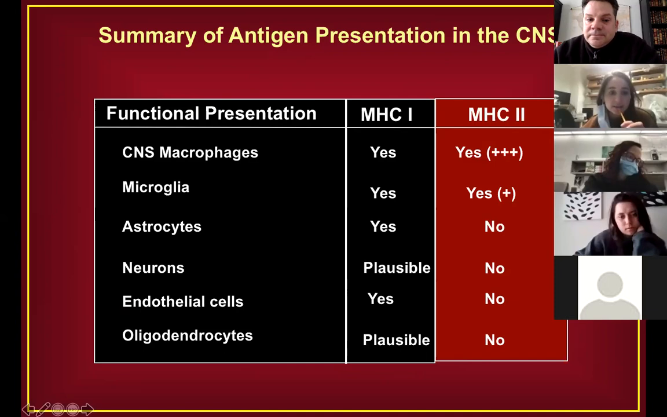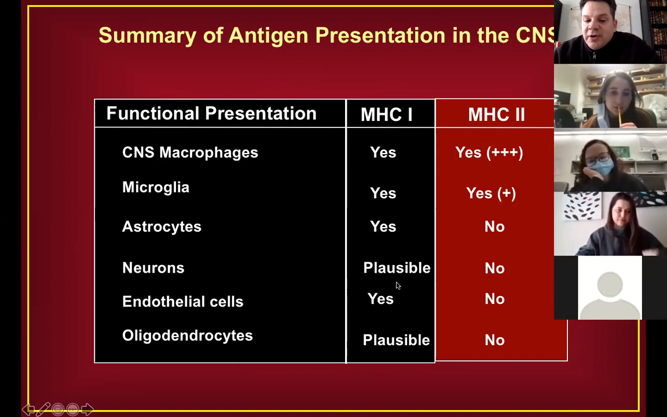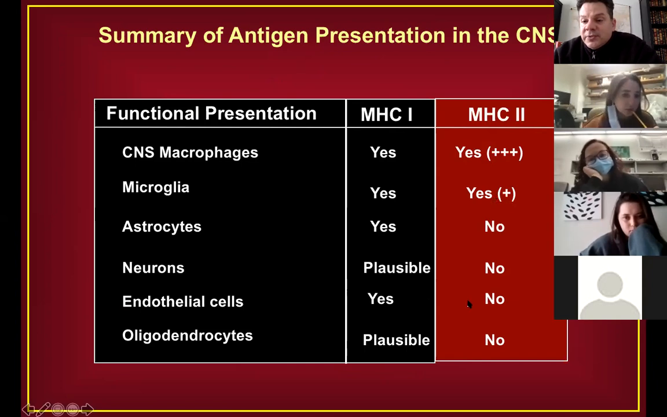Gotcha. Thanks. Okay, so here's a little comparison that I think is easy for review. What cells have MHC 1 and 2? Basically, all of our nucleated cells in the CNS we say have MHC1, and we'll give the med center its due and say it's plausible for neurons and oligos. And we'll say that only CNS macrophages and microglia have MHC class 2. Everyone else will be no.